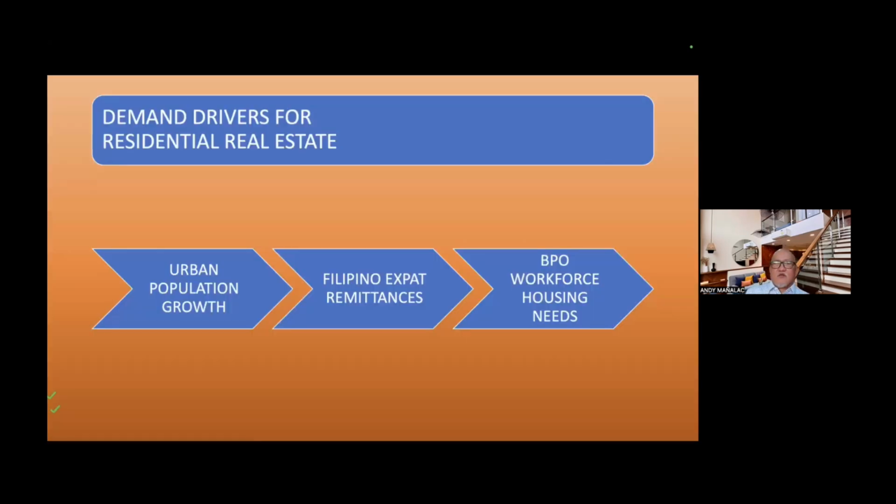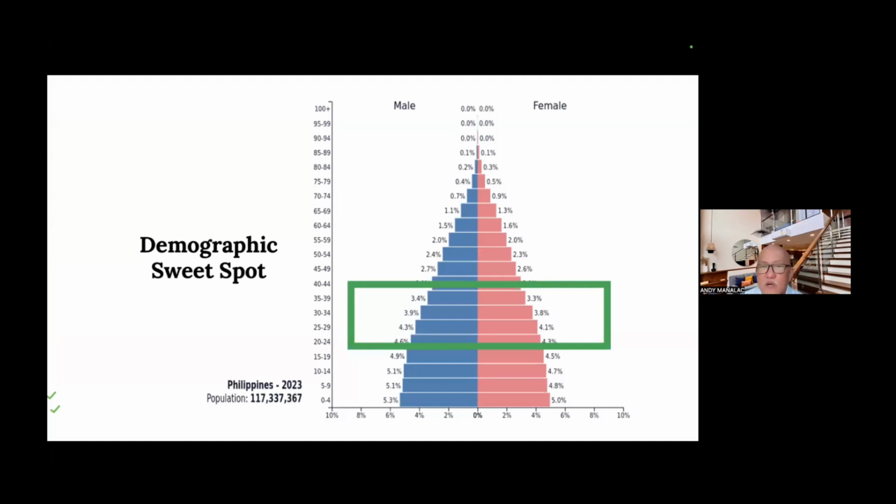Now, for the developers, who's going to buy their properties? Is there enough market? Who's the market? Is there enough size? Can they afford it? What will be their reason for buying? See, so urban growth population, Filipino expat remittances, and BPO workforce. Of course, there are other drivers, but these are the three main demand drivers if you are in the mainstream of real estate development. So with our population, we have that demographic sweet spot now.